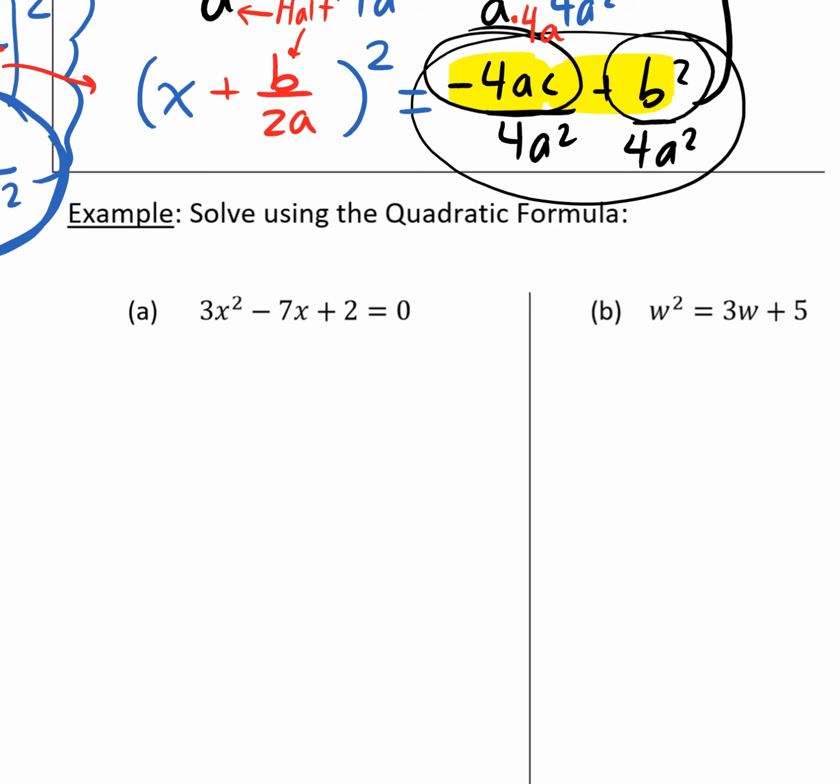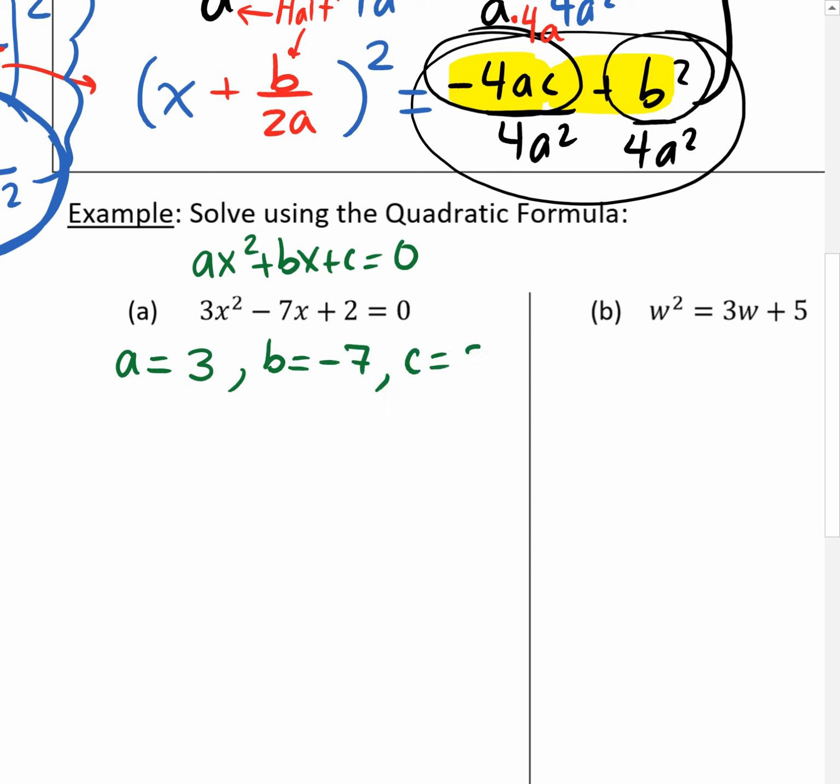We've got 3x squared minus 7x plus 2 equals 0. So that kind of looks like what we want, right? ax squared plus bx plus c equals 0. Just notice that the b will be a negative, not a big deal. So the first thing you want to do is identify what a, b, and c are. A is the coefficient of x squared, which is 3. B is the coefficient of x, which is negative 7. Don't forget the sign.